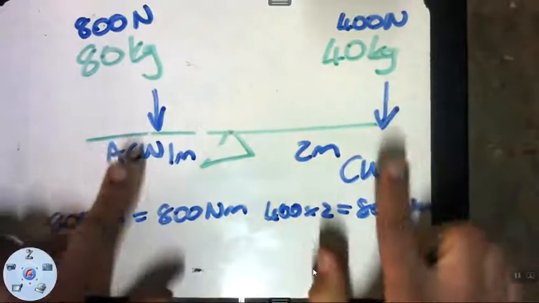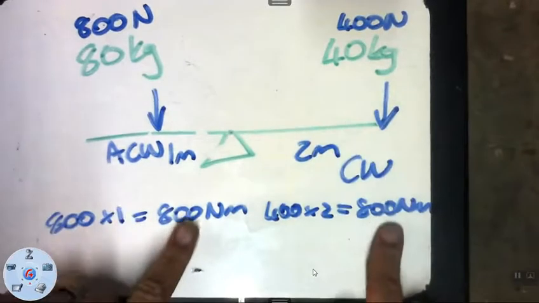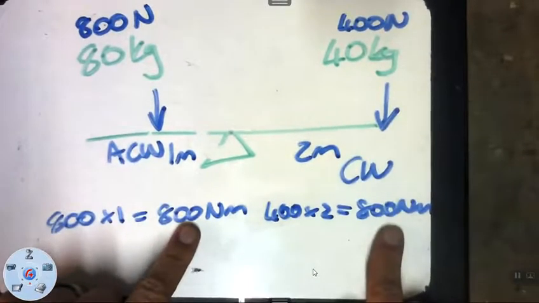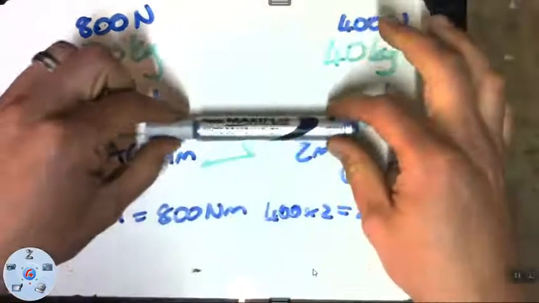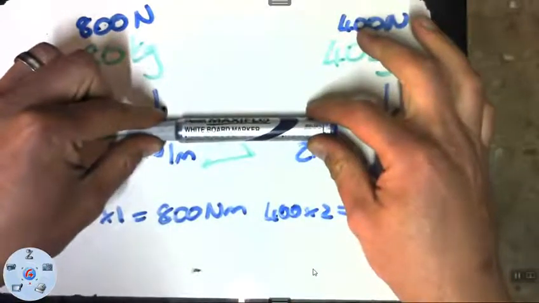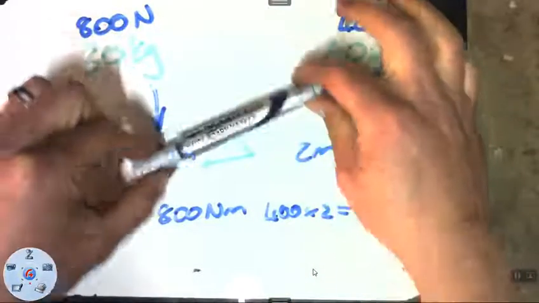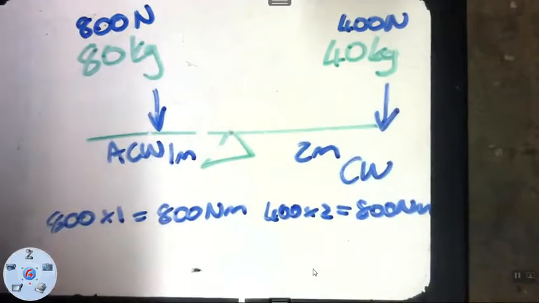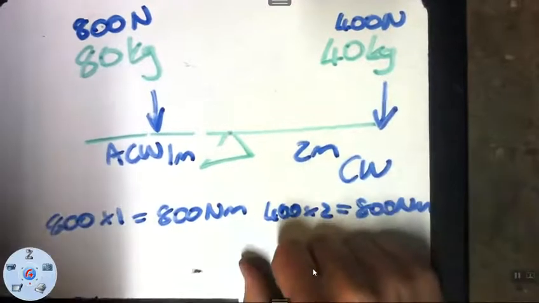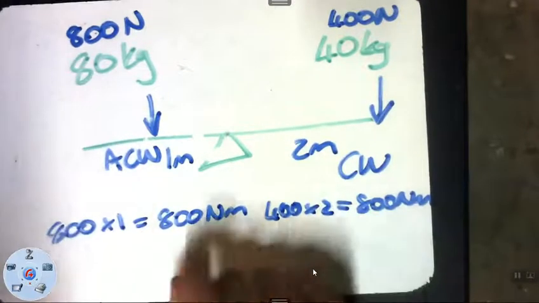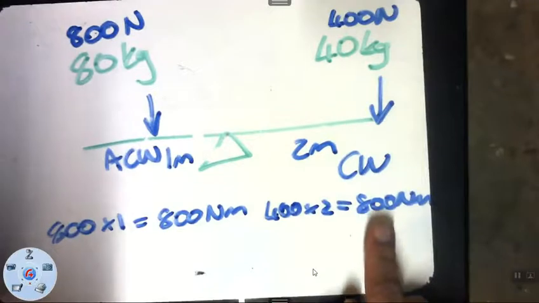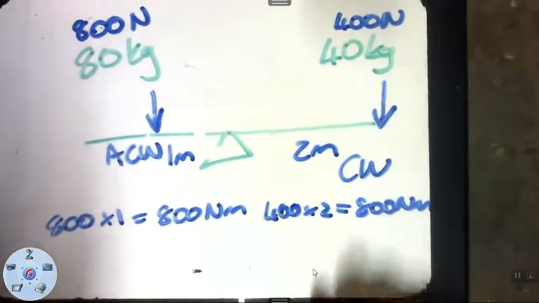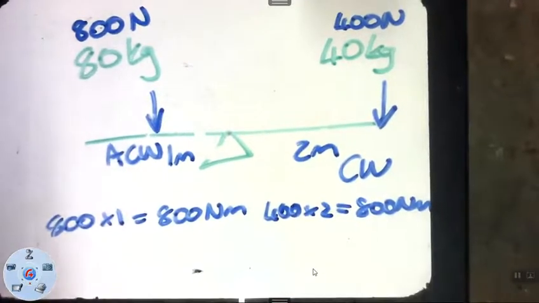So the moment my clockwise moment and my anti-clockwise moment is equal, our system is in equilibrium. It's not moving up, not moving down, not moving to the left, not moving to the right, and it's not rotating. So that is what we call equilibrium. And the principle of moments says that an object is in equilibrium when its clockwise moment is equal to its anti-clockwise moment, and when all the forces are balanced.